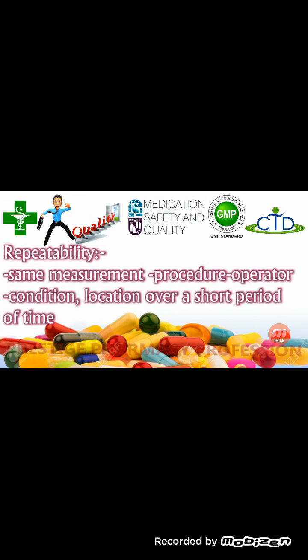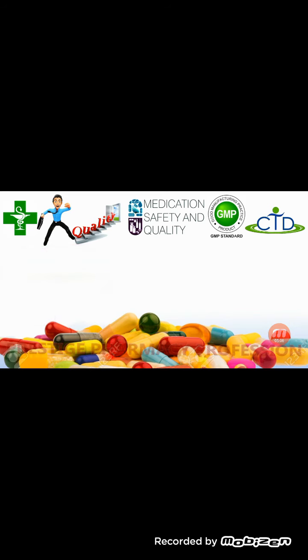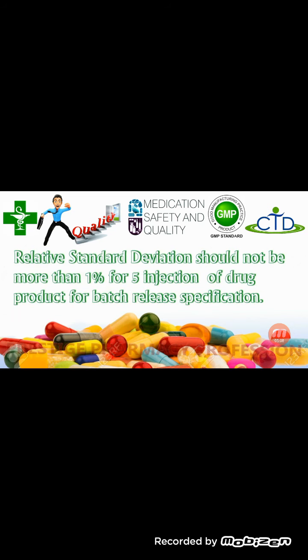Repeatability is determined by the relative standard deviation of the peak areas of the chromatogram, obtained in the same laboratory by the same operator, same machine, and same sample. Relative standard deviation should not be more than 1% for a minimum of 5 injections. If relative standard deviation values stay within the prescribed limit, then your method is validated and accurate to be used.